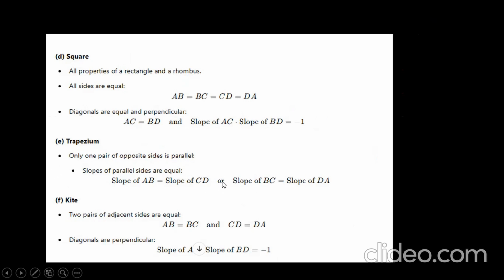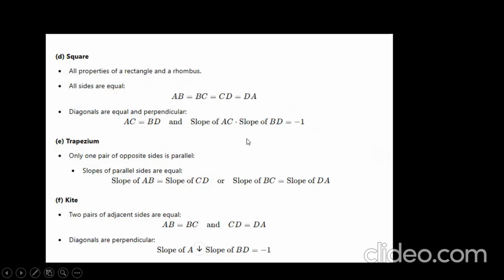Next, trapezium. Only one pair of sides are parallel. Slopes of parallel sides are equal. In a trapezium, slope of AB is equal to slope of CD.